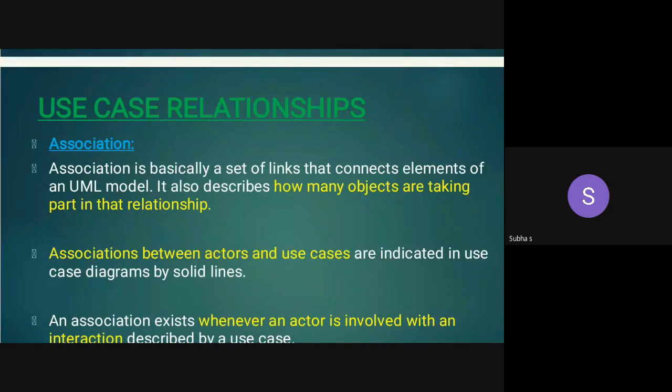The objects and the relationships between the objects I can put in the box. What are the actors that are placed outside the box? Does anybody remember? I already told you that we have to use solid lines. That is the association. That means it connects the elements of how many objects.